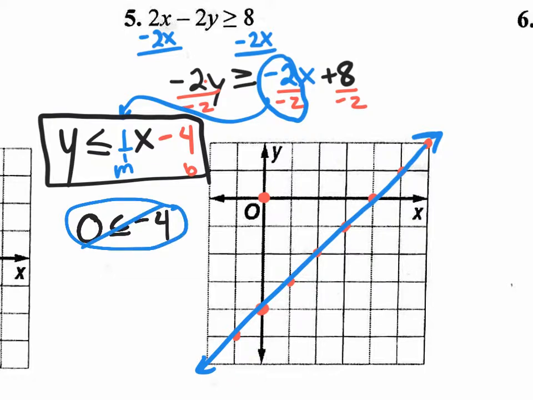No, that's false. 0 is greater than any negative number. So we know that the 0, 0 point is not an answer. So that must mean that our answers are where? On the other side, on the bottom.